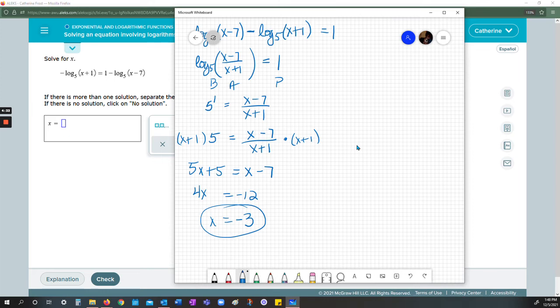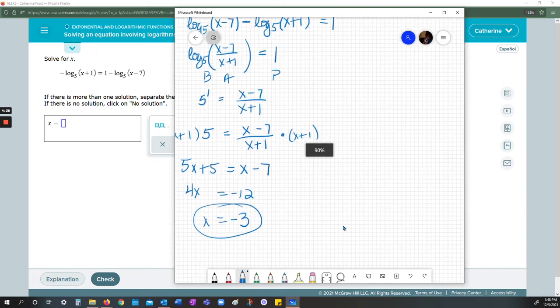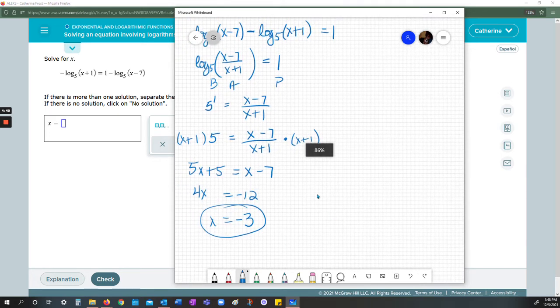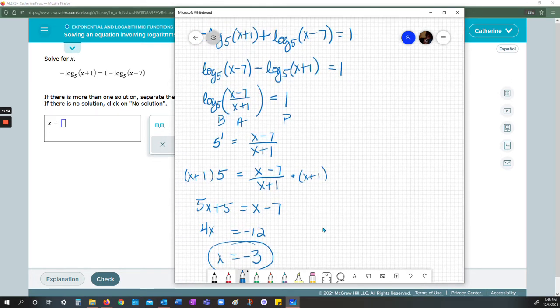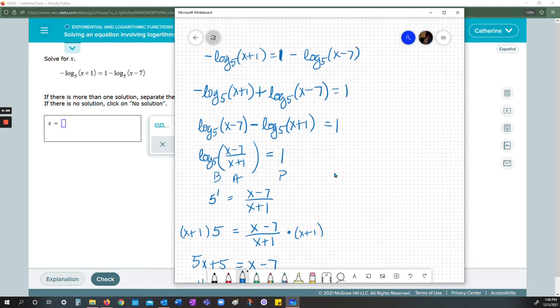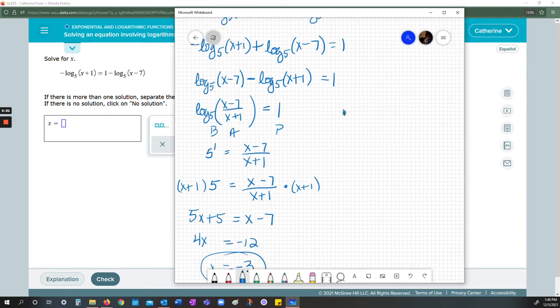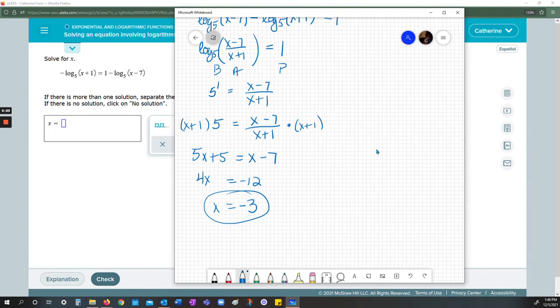But remember, one fun thing about logs is that they have to be checked, right? You can get those extraneous solutions. So as long as you check in a version of the equation that's before you used any properties, and definitely before you dropped off the logs, then it should be okay. I think it's probably best to just check in the original version, whatever you had to start with before you did anything with it.